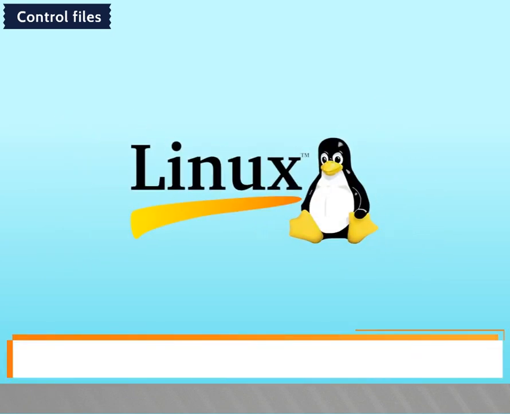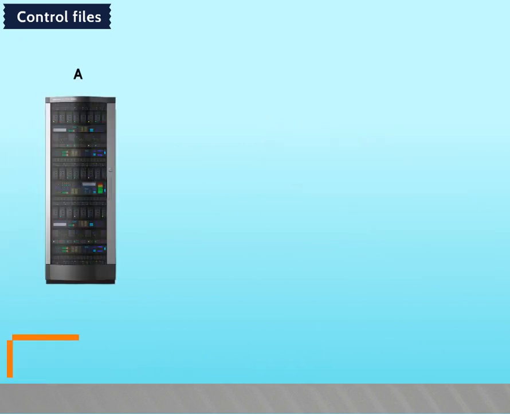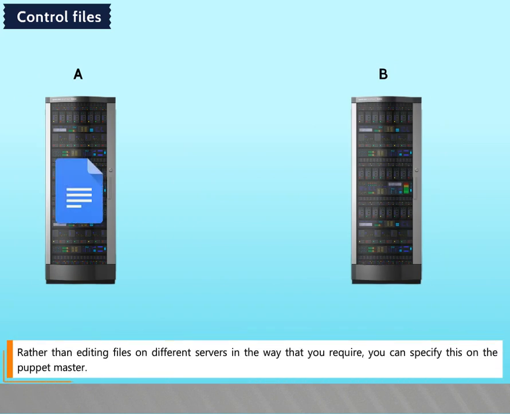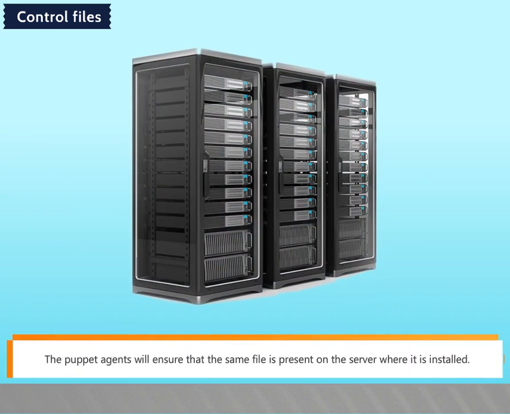Control files. Linux is based around files. By modifying files, you can control almost everything. Rather than editing files on different servers in the way that you require, you can specify this on the Puppet master. The Puppet agents will ensure that the same file is present on the server where it is installed.